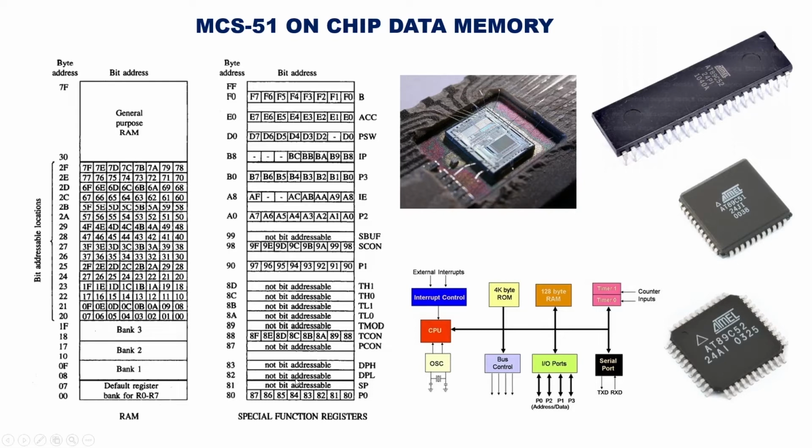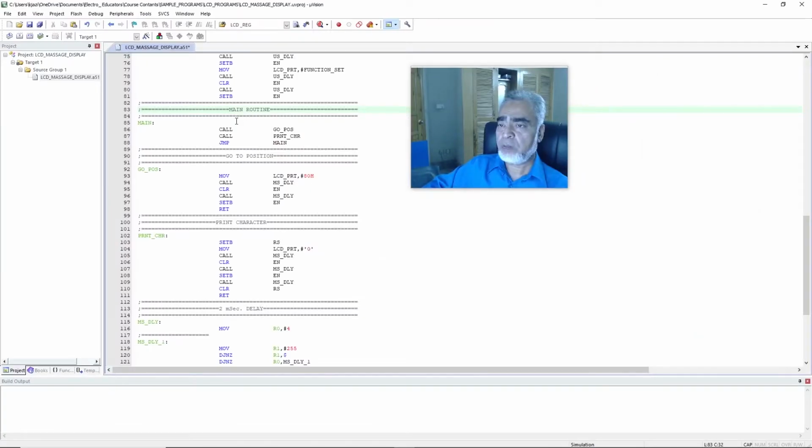And now we will use this 16-bit register, that is data pointer, in our program to print the data on LCD. And here we can see we are using two subroutines, that is go position and print character in our main routine. So we'll leave the first routine as it is, that is go position, but we'll change the name of the second routine and we'll assign the name to this routine, that is print message.